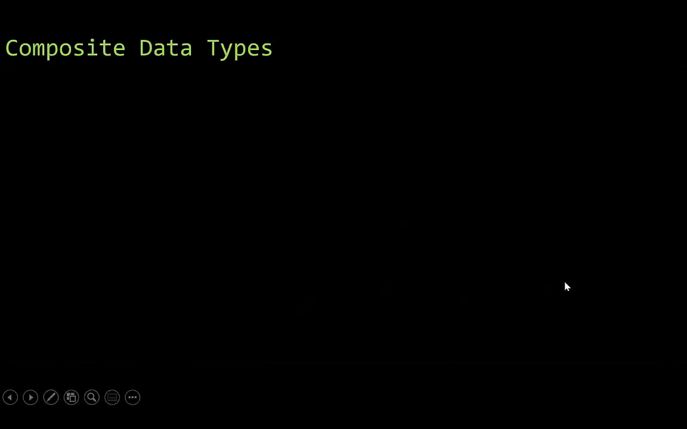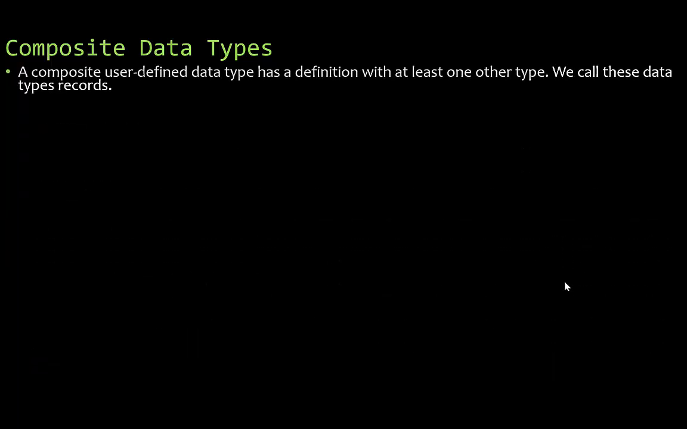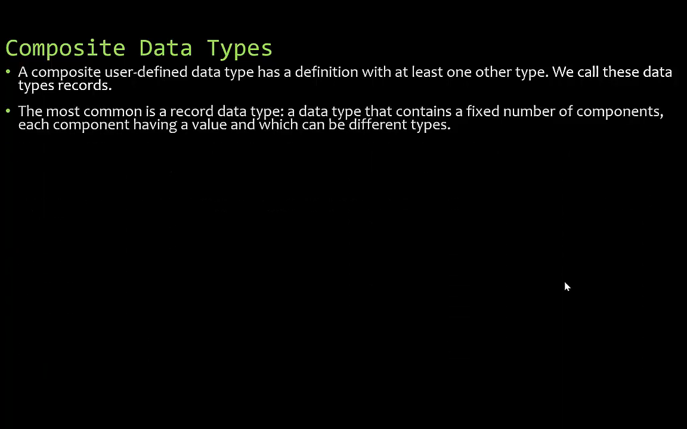Now that we've done enumerated data types and non-composite, let's talk about composite data types. A composite user-defined data type has a definition with at least one other type. We call these data types records. The most common is a record data type of composite data types. It's a data type that contains a fixed number of components, with each component having a value which can be different data types.